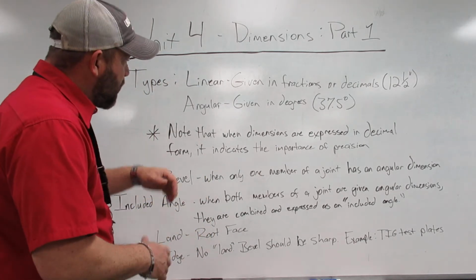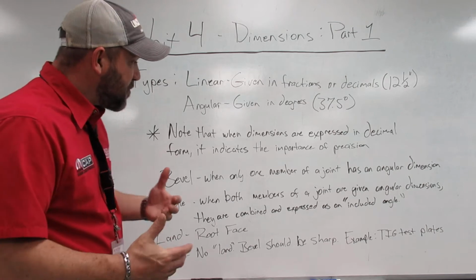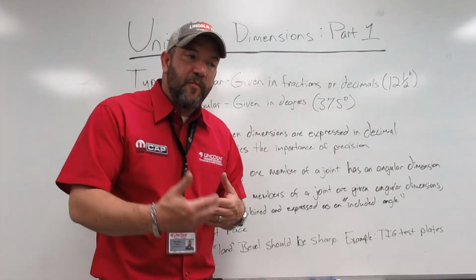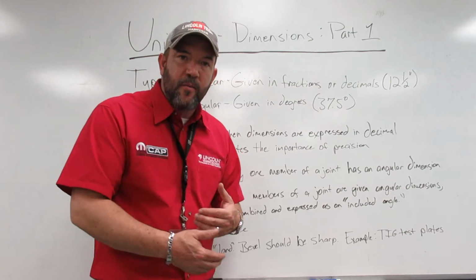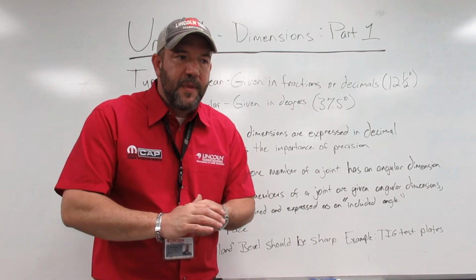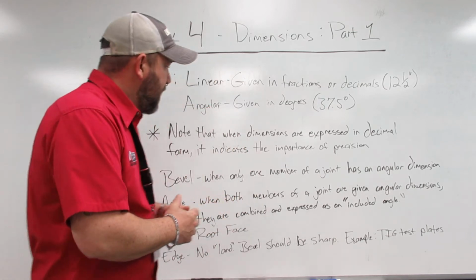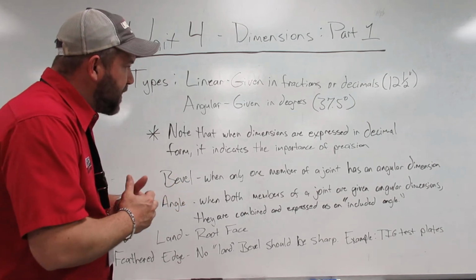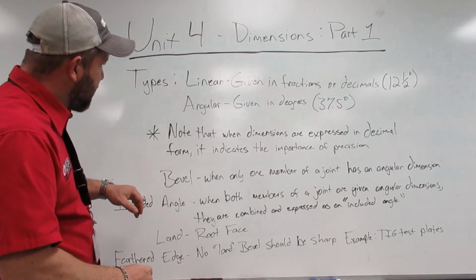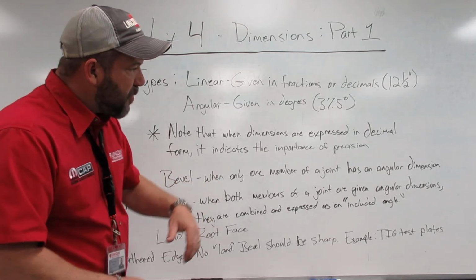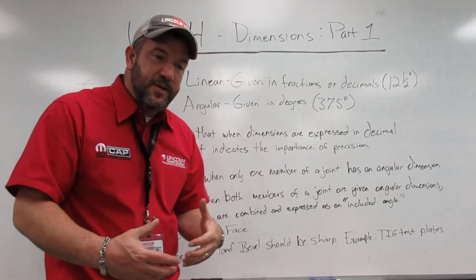Note that when dimensions are expressed in decimal form, it indicates the importance of precision. Further proof of that will be a little bit later, probably in part 2, when we go over tolerance and what that means. Now, a couple of terms you need to be aware of. Of course you have linear and angular, but then you've got a bevel. When only one member of a joint has an angular dimension, it's called a bevel.